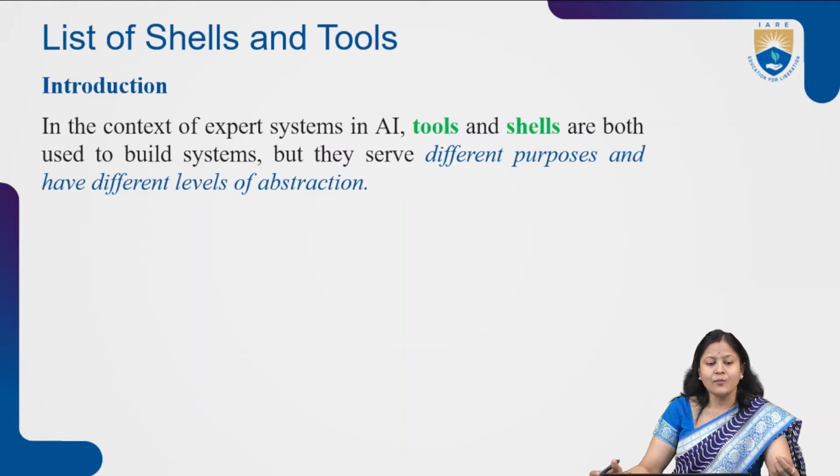But a tool is nothing but a single component. It may be an editor, an interpreter, or a debugger. It's not the complete environment. Only one task can be done at a time using a tool. That is why tools and shells are different, but both are required for the development of an expert system.